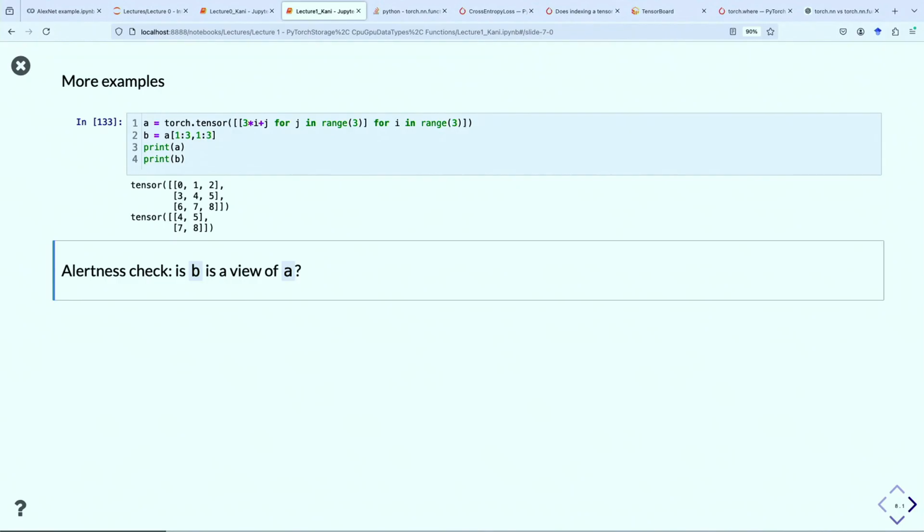I think it's possible that B is a view of A, and you would do that by setting B's data pointer to the element 4, or the address of element 4. And the stride in the x direction is 1, and stride in the y direction is 2. Okay, interesting. So that would be an interesting way to do it.